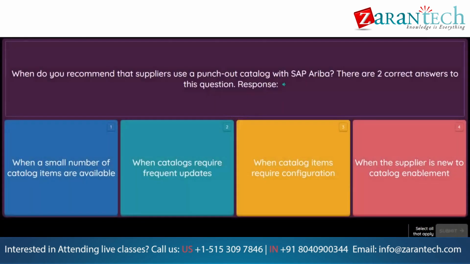Question: When do you recommend that suppliers use a punch-out catalog with SAP Ariba? There are 2 correct answers to this question. Response: Option 1, when a small number of catalog items are available. Option 2, when catalogs require frequent updates. Option 3, when catalog items require configuration. Option 4, when the supplier is new to catalog enablement.